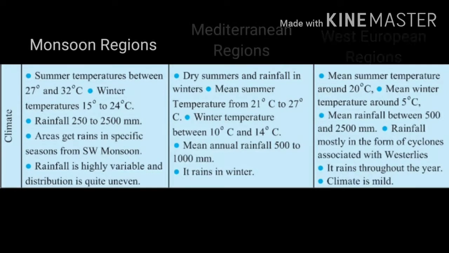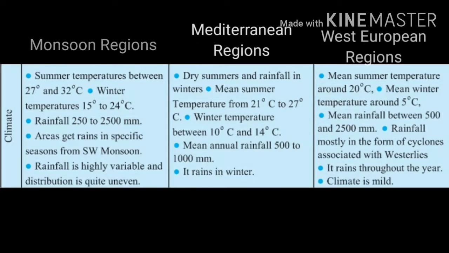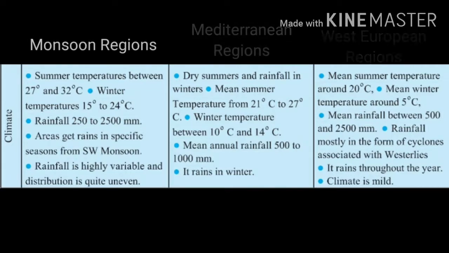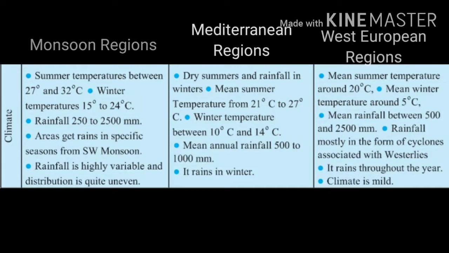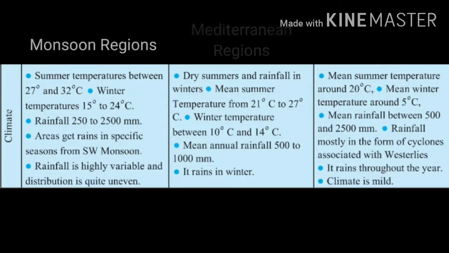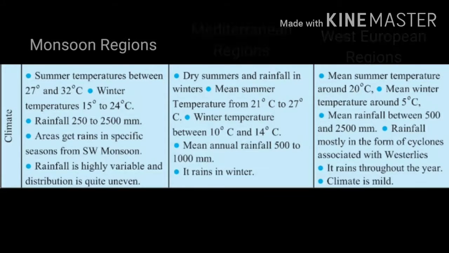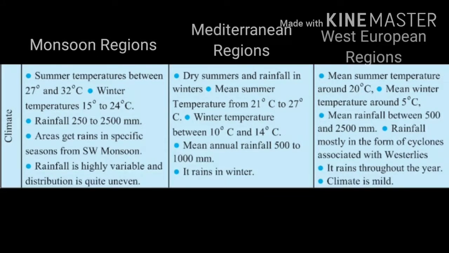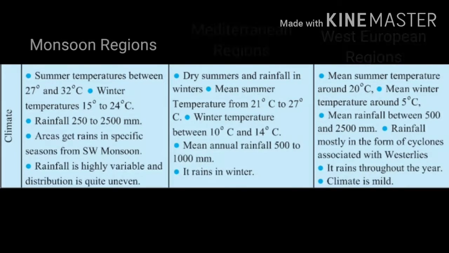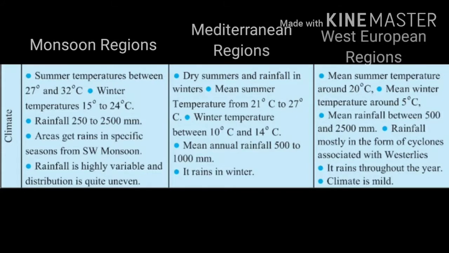Then the third one, see the climate of West European region. Mean summer temperature around 20 degrees Celsius. Mean winter temperature around 5 degrees Celsius. Mean rainfall between 500 and 2500 mm. Rainfall mostly in the form of cyclones associated with westerlies. It rains throughout the year and the climate in this region is mild.